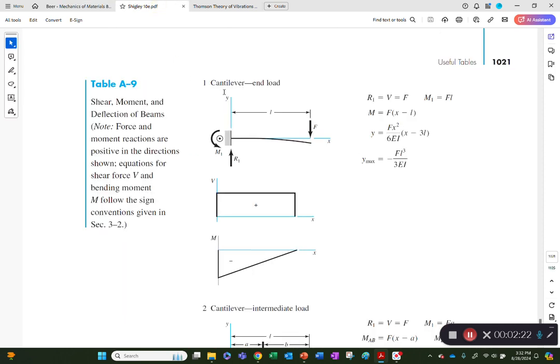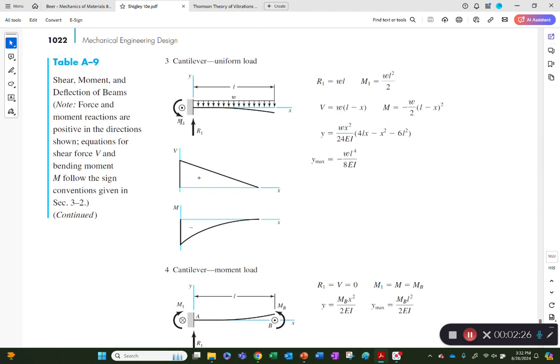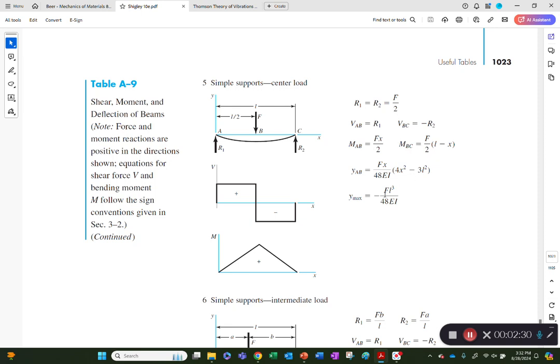I also would look at Shigley right here. If you're a mechanical engineer, this is a book that you'll be using. You can see you get the same thing right here. So these are the equations that we would use.